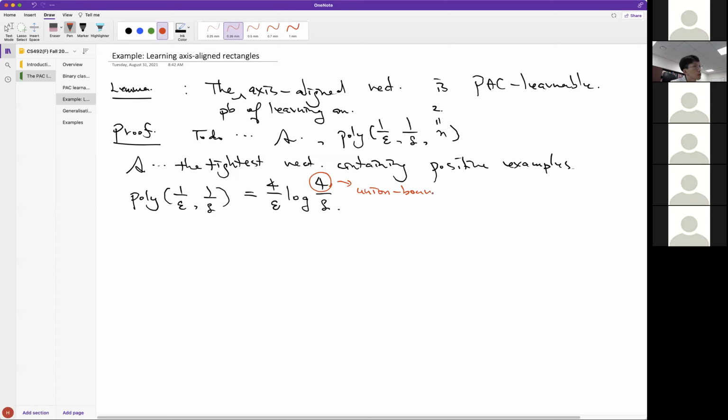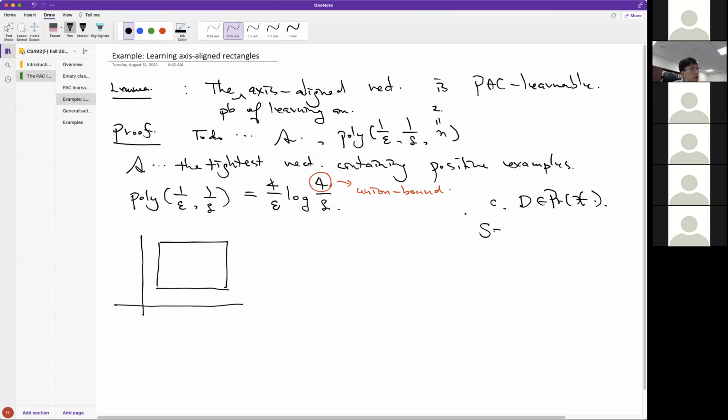So how to prove this? Proving this is not so hard. Think about the learning context. We have a concept C. What we are doing is fixing some concept C. We are also fixing some distribution D on the input.